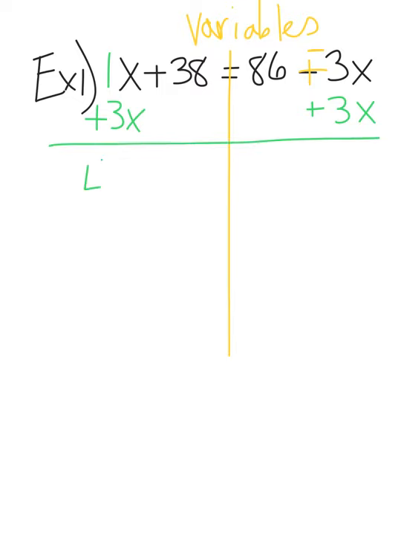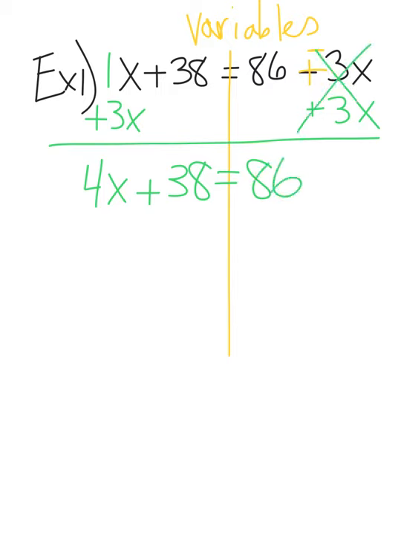So we get 4x plus, bring everything else down, 38 equals 86. And when we did those opposites, they cancel out. Opposites are 0 when you add them together. So now it's a 2-step equation. Now we just have to get the letter by itself.